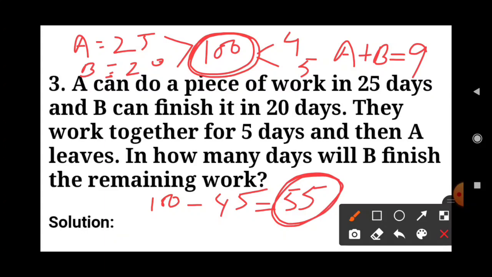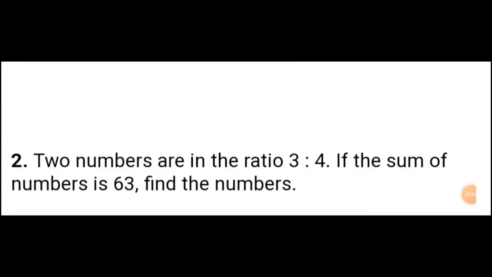Okay, so if B can complete 5 units of the work in a single day, he will take 55 by 5, that is 11 days. So 11 days to complete the whole work. Okay, next is the problems based on ratio and proportion.